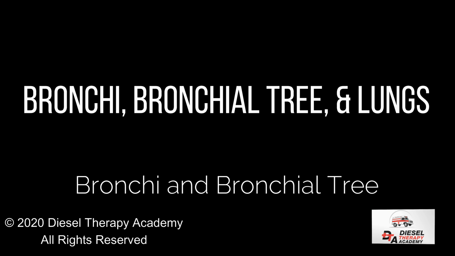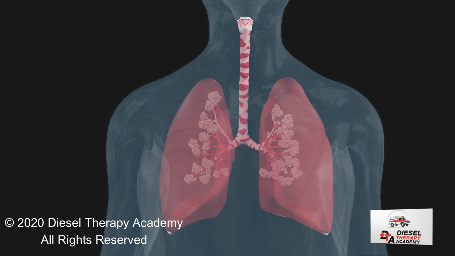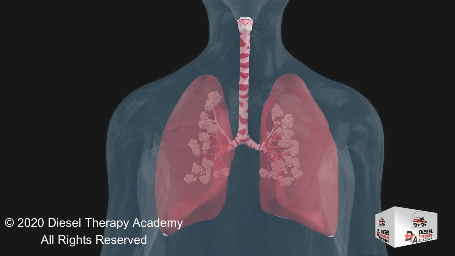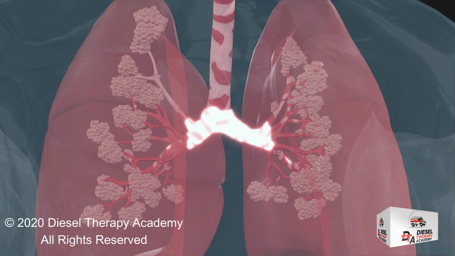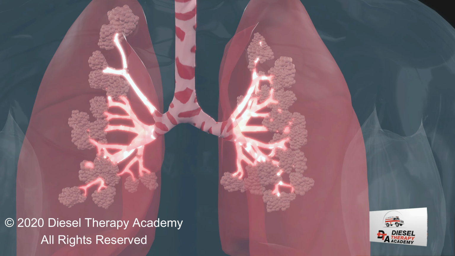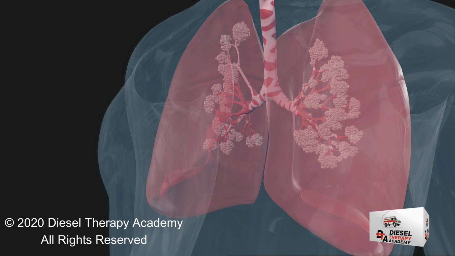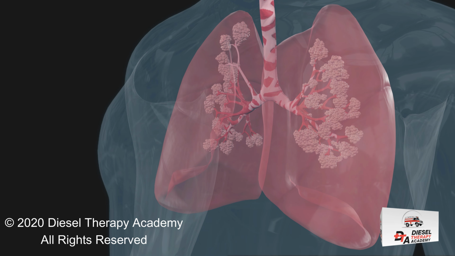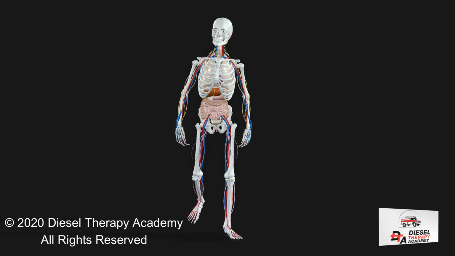Bronchi, bronchial tree, and lungs. In the mediastinum, at the level of the 5th thoracic vertebra, the trachea divides into the right and left primary bronchi. The bronchi branch into smaller and smaller passageways until they terminate in tiny air sacs called alveoli. The cartilage and mucous membrane of the primary bronchi are similar to that in the trachea.